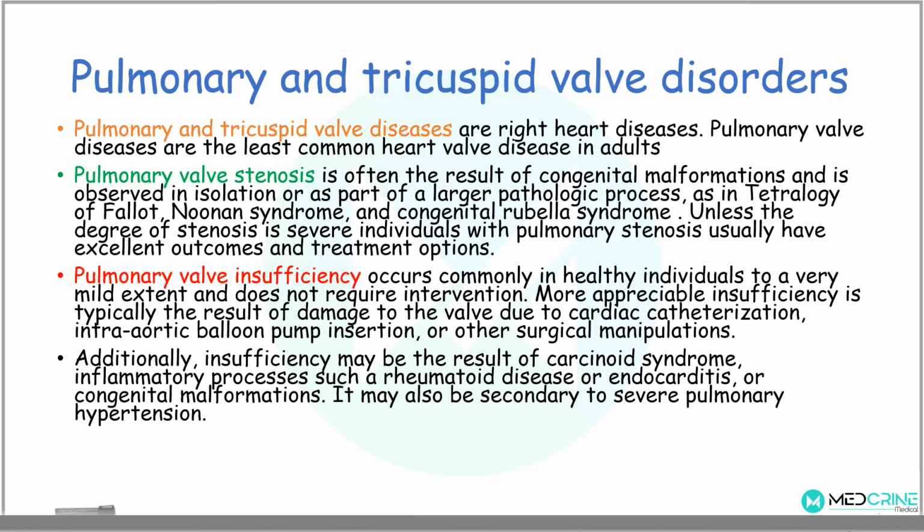A more appreciable insufficiency is typically the result of damage to the valves that occurs due to cardiac catheterization, intra-aortic balloon pump insertion, or other surgical manipulations of the heart valves. Additionally, an insufficiency may be the result of carcinoid syndrome, inflammatory processes, for example rheumatoid disease, or endocarditis, or a congenital malformation. Pulmonary valve insufficiency may also be secondary to severe pulmonary hypertension.